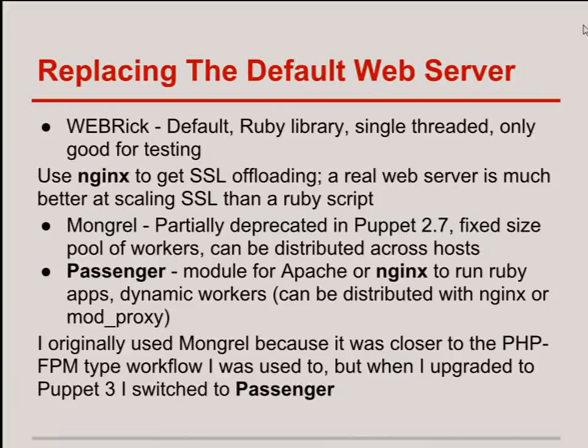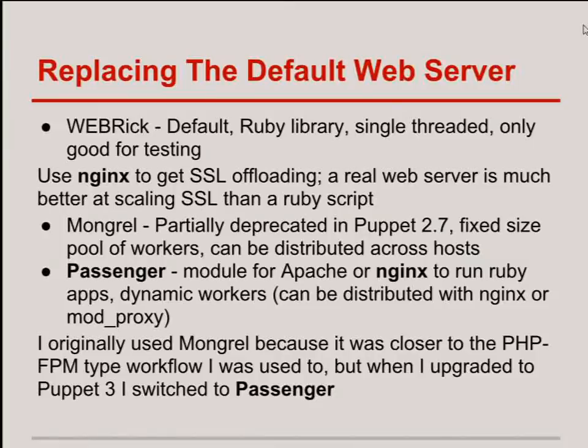So the first thing you have to do to scale Puppet is replace the default web server that it comes with. Basically, Puppet's a Ruby script, and it uses WEBrick, which is this little Ruby library that provides a single-threaded, useless web server. It's great for testing and making sure Puppet's working, but after that, before you start having machines get configs from it, you need to replace that.